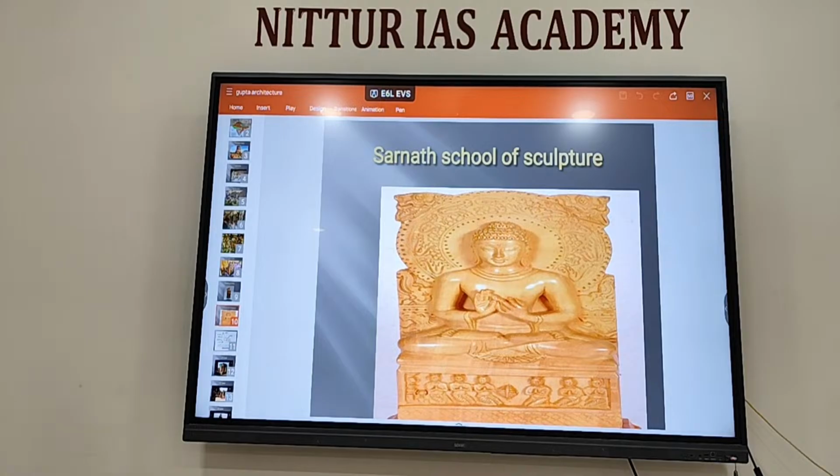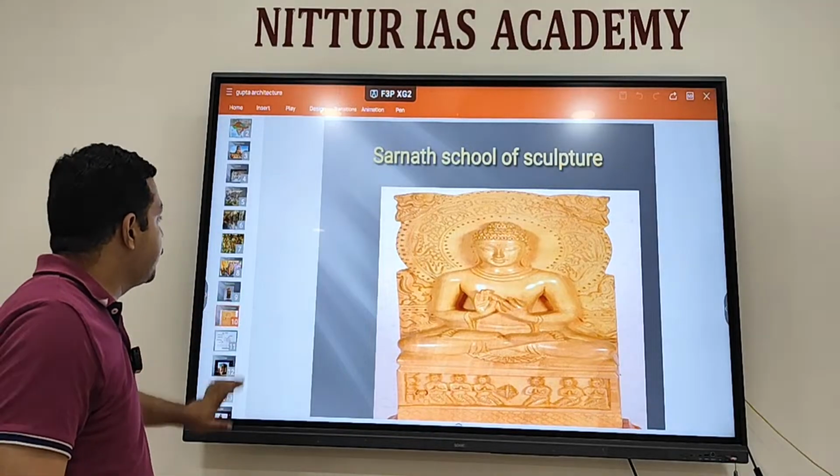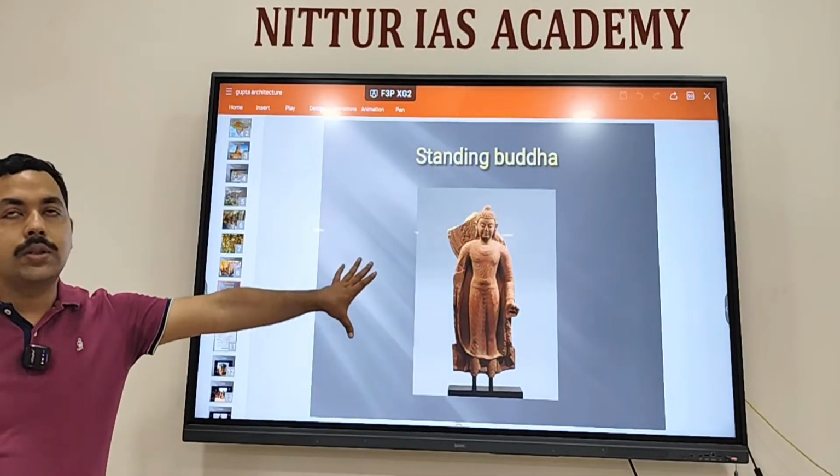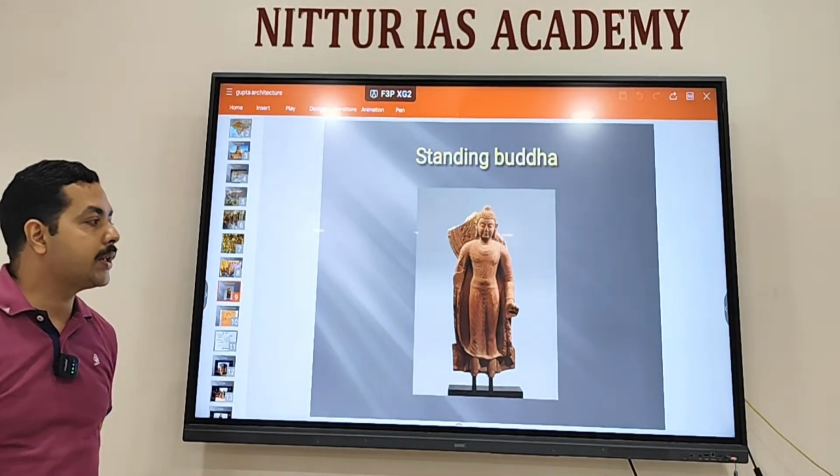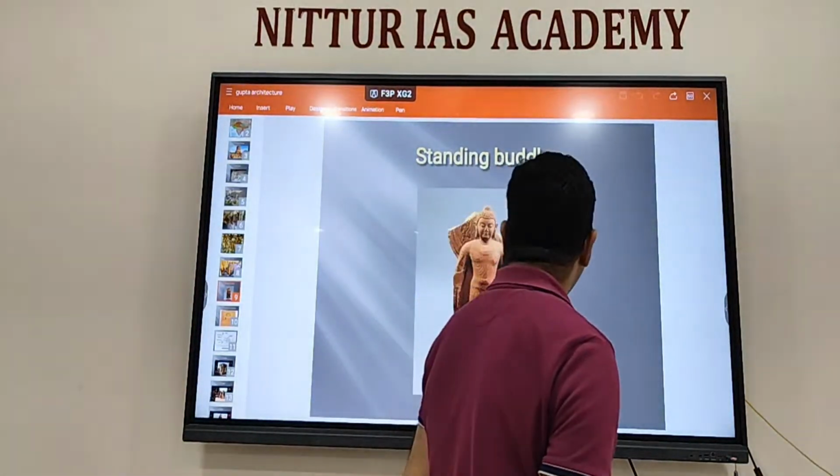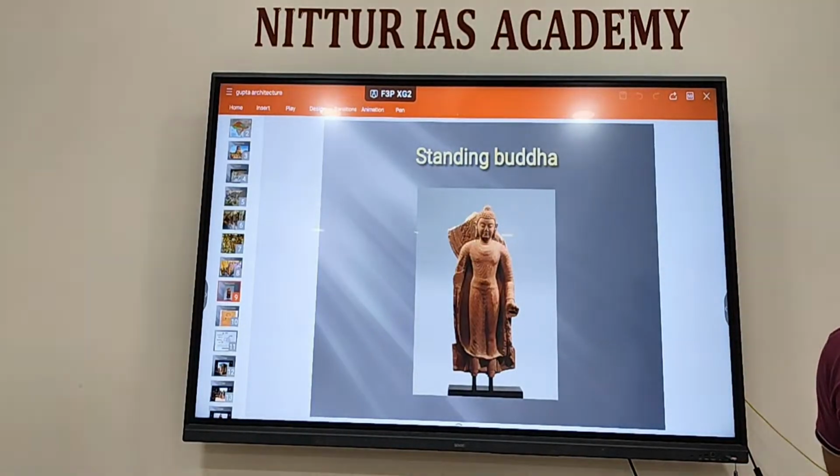Some metal sculptures of Buddha are also being seen during this period, such as the Sultanganj Buddha, a standing Buddha. You can write standing Buddha.